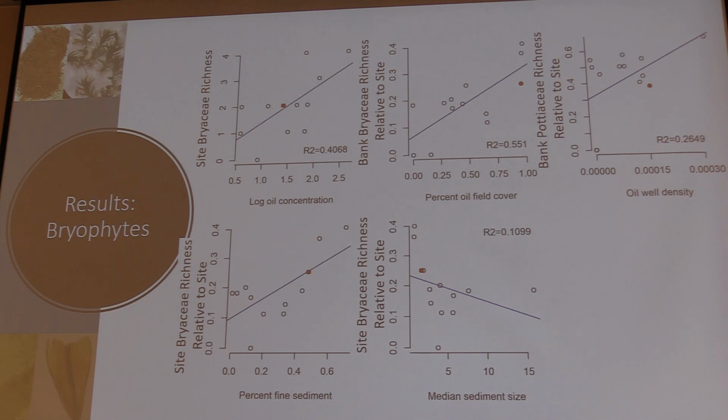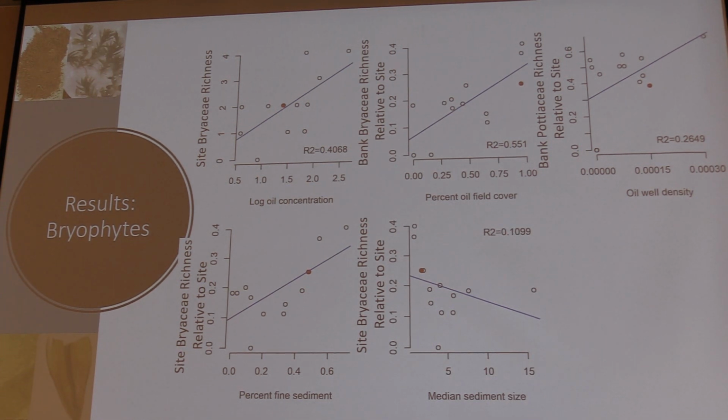For percent oil field cover, with increasing percent oil field cover, we see again an increase in the bank Bioassessment richness. And the bank was one of those meso habitats, so just on the banks instead of the entire site. For oil well density, we actually saw kind of a poor relationship as far as linear regression goes, but it did have a slight increasing value. So with the increase in those oil pads, we had an increase in a different family of moss, which is the Bioassessment.